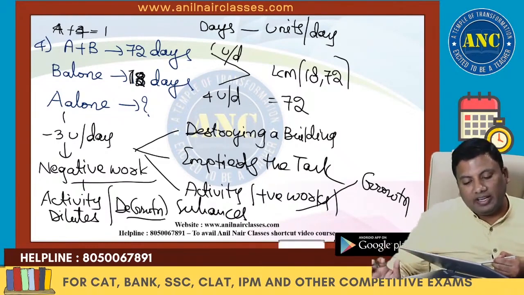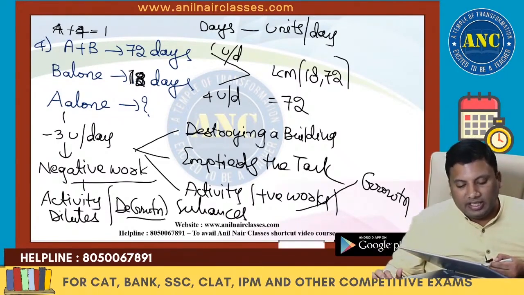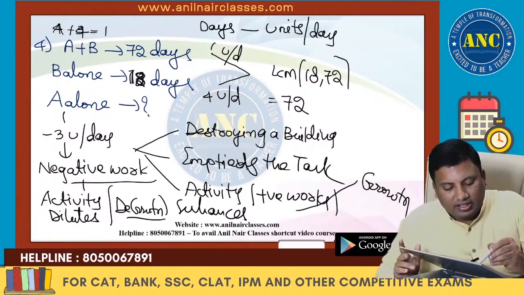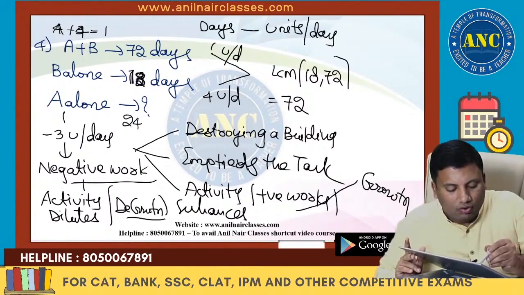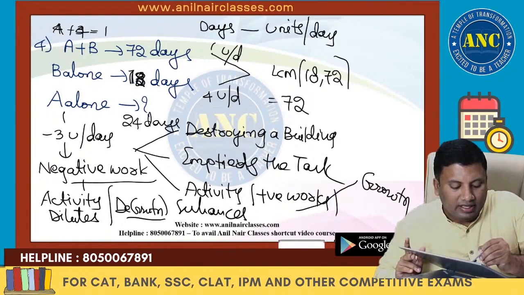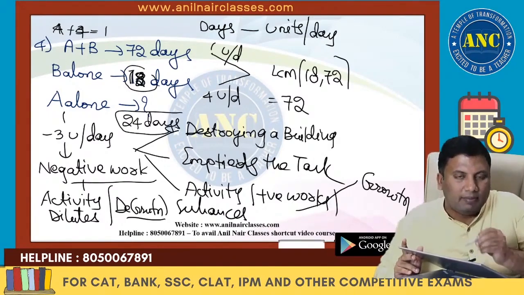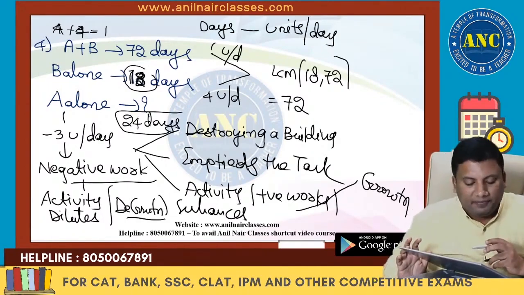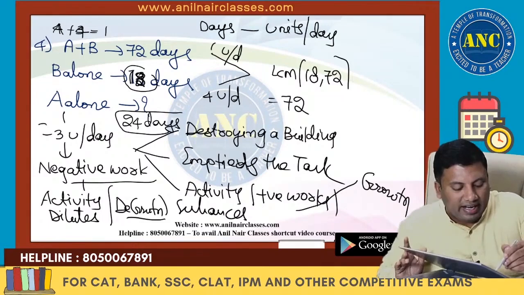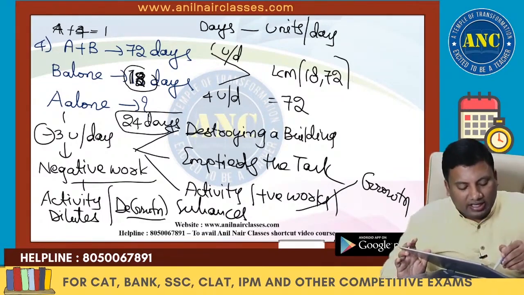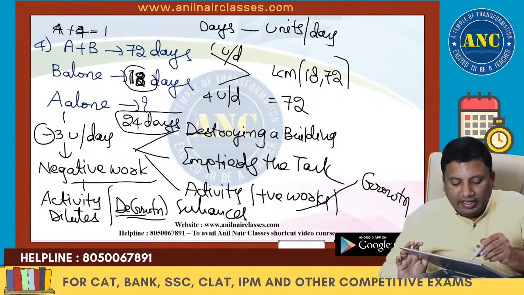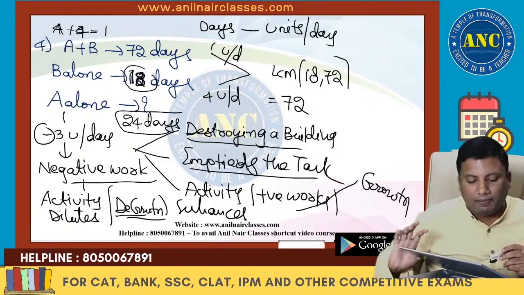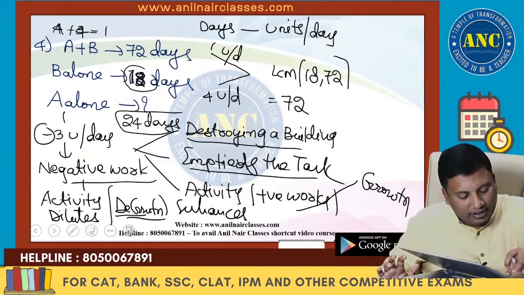A plus B 72 days, B alone 18 days. I got a negative value, 1 day minus 3. So the answer is, B will take 18 days to construct a building. The same building can be destroyed by A in 24 days. Negative work is nothing but degrowth. Emptying the tank and destroying the building are classical examples. I hope this fourth example is clear.